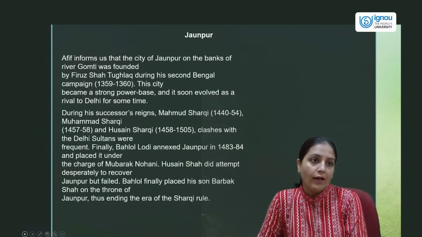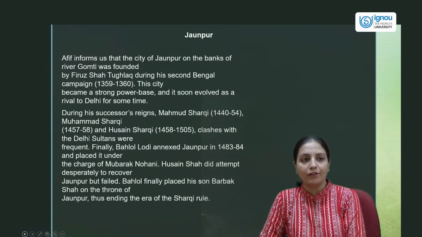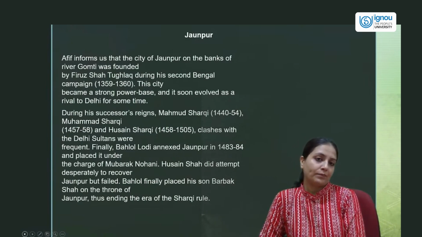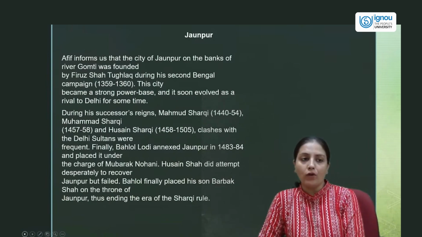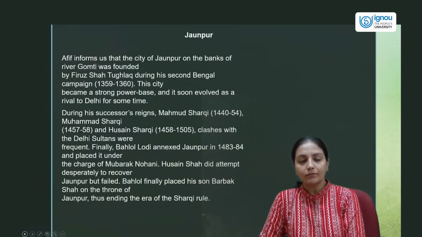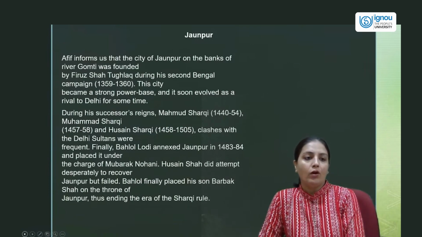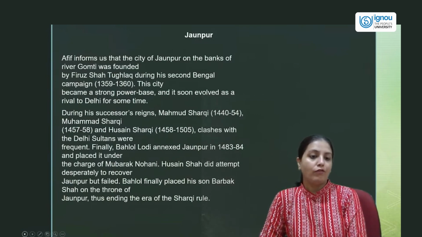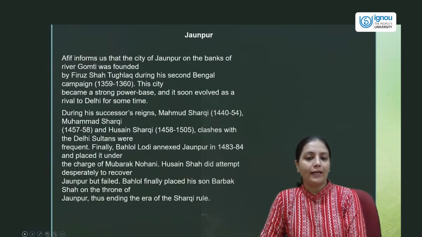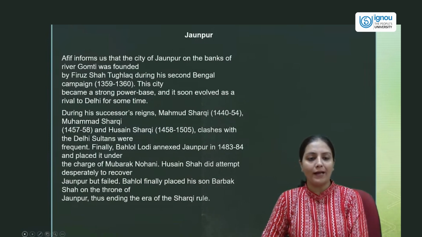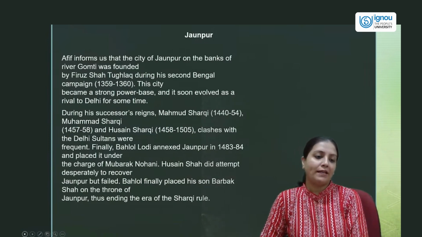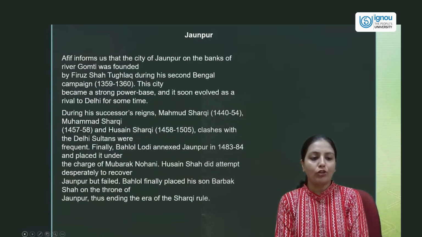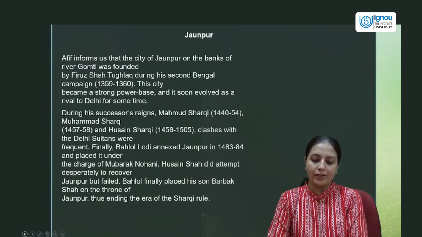Next is Jaunpur. Afif informs us that the city of Jaunpur on the bank of the river Gomti was founded by Firoz Shah Tughlaq during his second Bengal campaign. This city became a strong power base and it soon evolved as a rival to Delhi for some time. During his successors' reigns, Mahmud Sharqi, Muhammad Sharqi and Hussein Sharqi, clashes with the Delhi Sultans were very frequent. Finally, Behlol Lodi annexed Jaunpur in 1483-84 and placed it under the charge of Mubarak Nohani. Hussein Shah did attempt desperately to recover Jaunpur but failed. Behlol finally placed his son Barbak Shah on the throne of Jaunpur, thus ending the era of Sharqi rule.